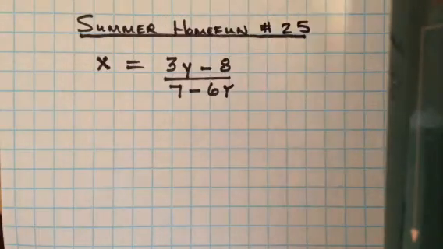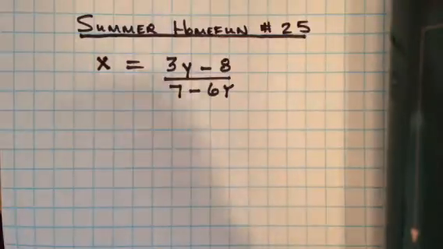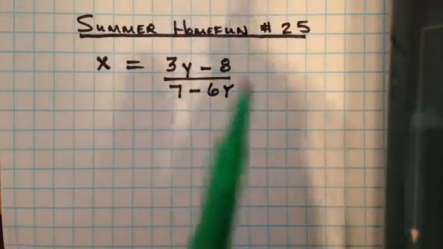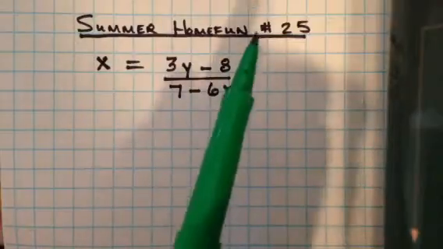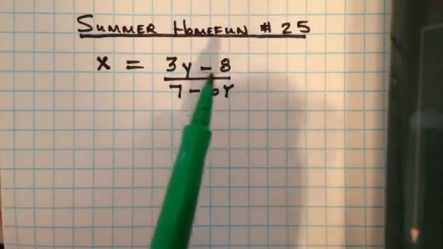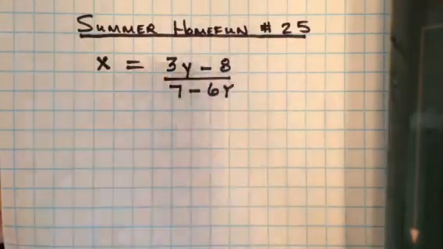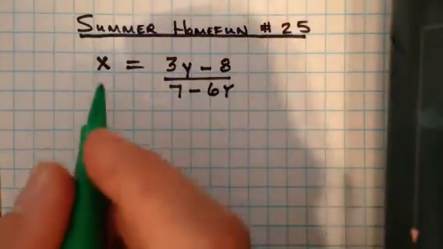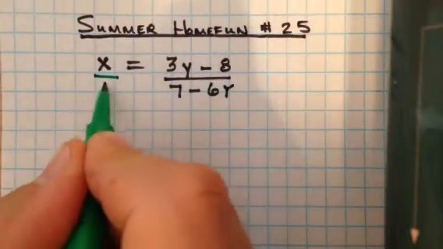This is problem number 25 from the summer assignment, and it's traditionally one that's given students some trouble. I think the reason that it's tricky is that your goal is to solve for y, but y is hanging out in two different spots. The other thing that's tricky about it is that it deals with fractions.